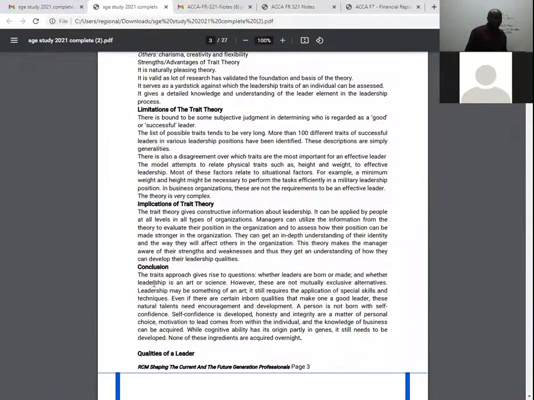Even if there are certain inborn qualities that make one a good leader, this confidence or these natural talents need encouragement and development. A person is not born with self-confidence. Self-confidence is developed. Honesty and integrity are a matter of personal choice. Motivation to lead comes from within the individual, and the knowledge of business can be acquired. While cognitive ability has its origin partly in genes, it still needs to be developed. None of these ingredients are acquired overnight. They will be acquired over time.